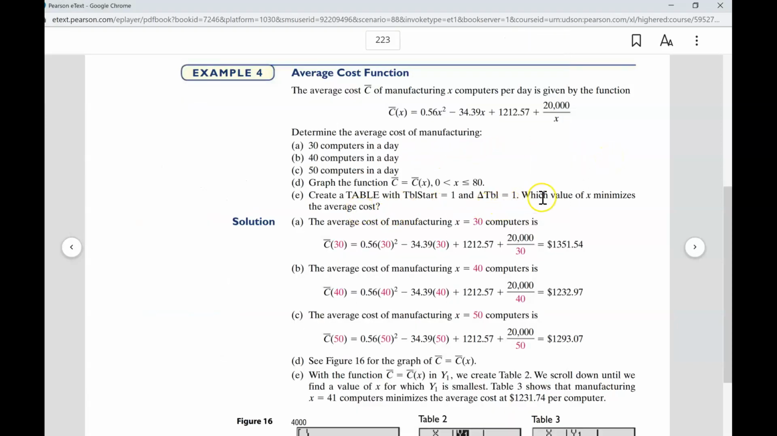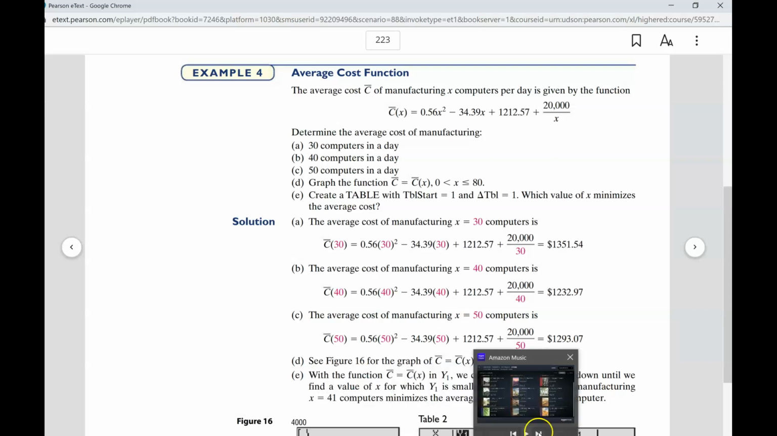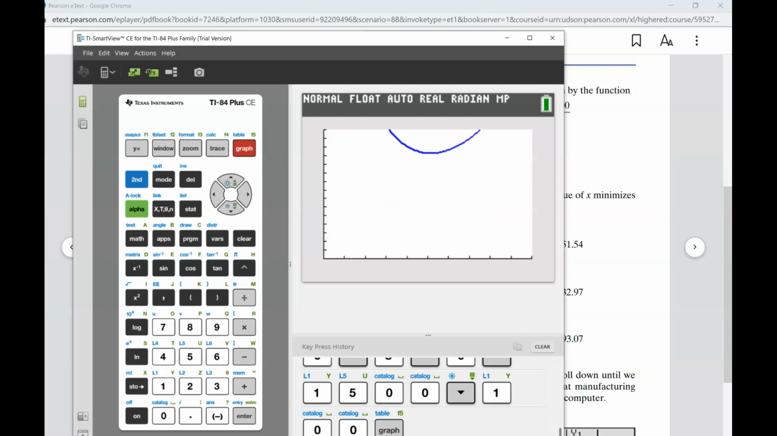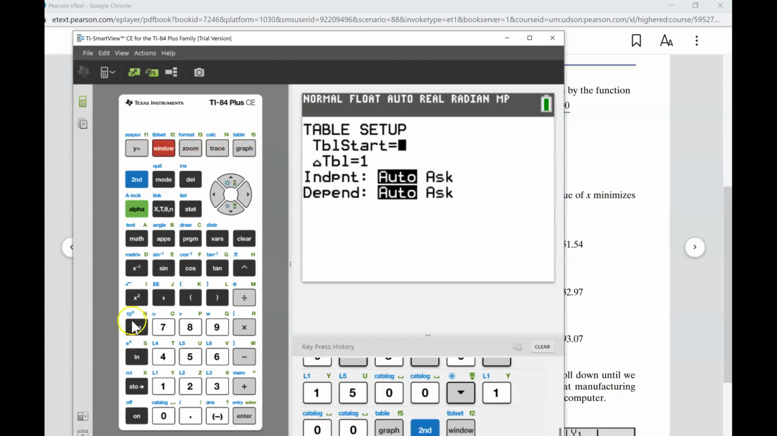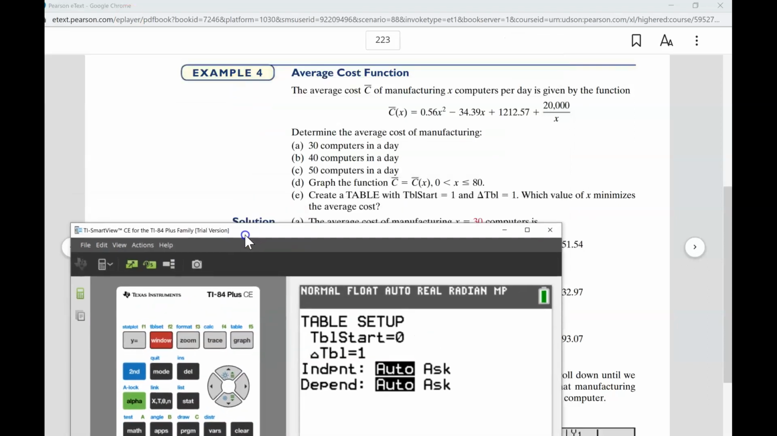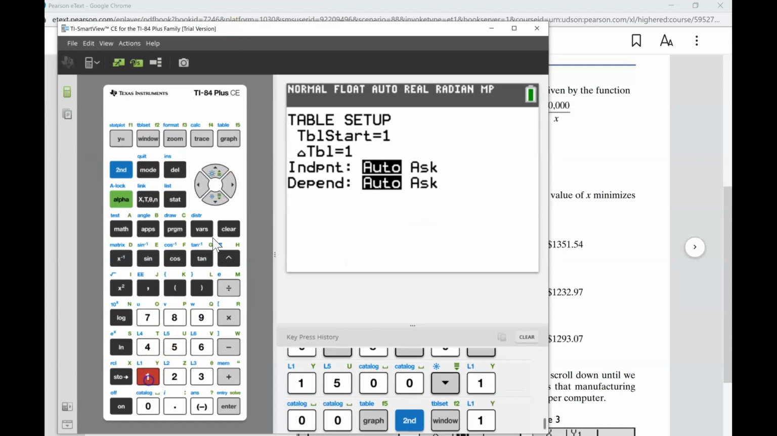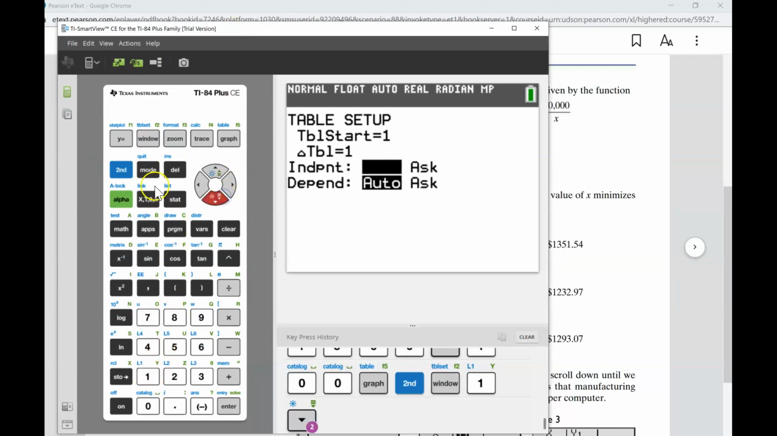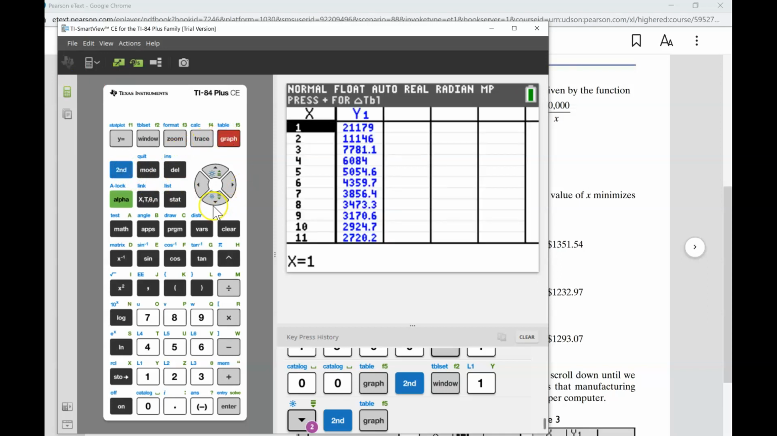Let's see. Which value of x minimizes the average cost? It tells me to create a table with table start 1 and delta table equal to 1. I'm not going to do it that way ultimately, but I'll show you at least how to get started on that. You can go to table set, and it says let the table start be, didn't it say 1? And the delta table 1. So you click 1 for table start. Delta table is already 1. Then you can go look at the table, second table. And so I can look at the cost for manufacturing this many computers. I can go all the way down here and look at those like that.